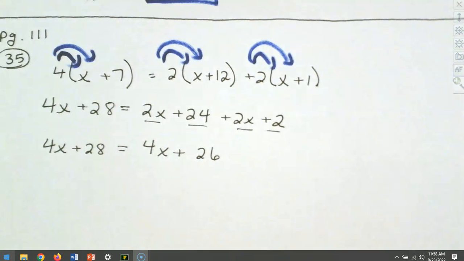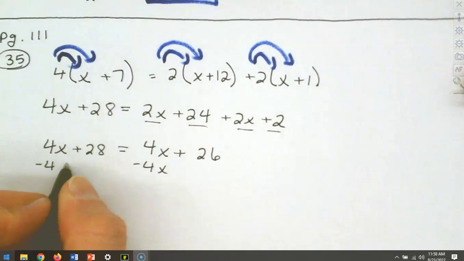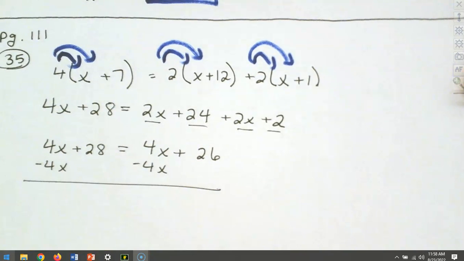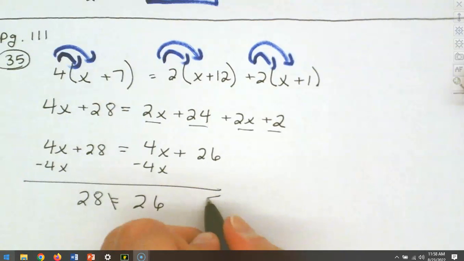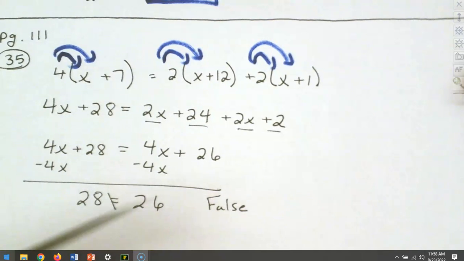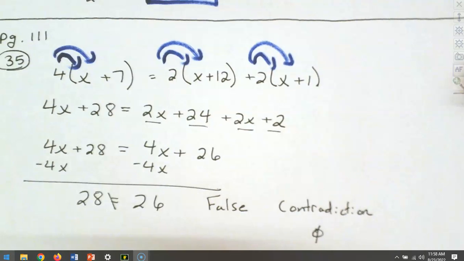Now what do we need to do? Well, we need to solve it. And notice when we move that 4x over, what's going to happen now? Yeah, the x's are going to cancel, and we're left with 28 equals 26. Well, 28 does not equal 26, does it? Nope, so that's false. So this is now a contradiction. And again, it has no solution.